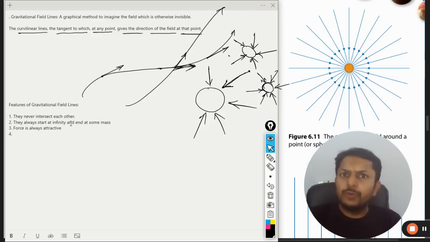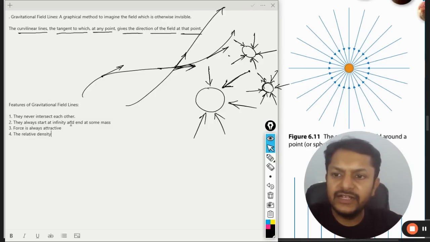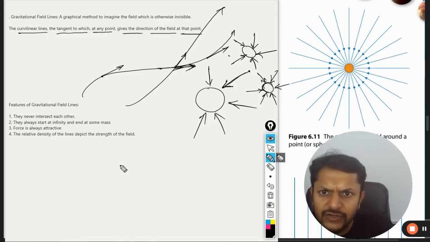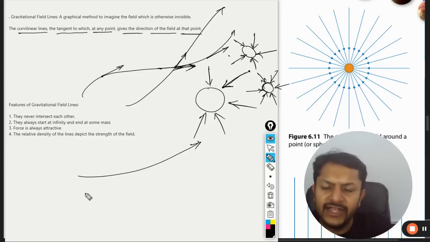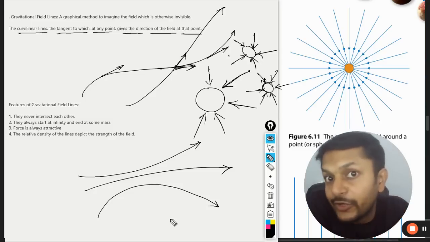Now, one last point here is that the relative density of the lines depicts the strength of the field. What do you mean by that? Let's say this is one of the field lines, this is another, and this is the third one. This is how the field looks.